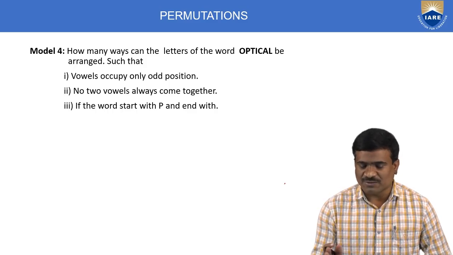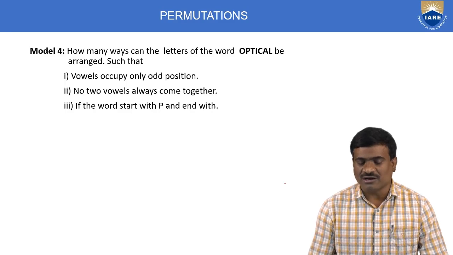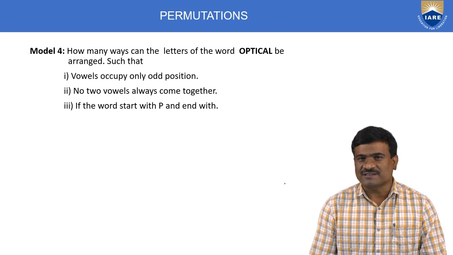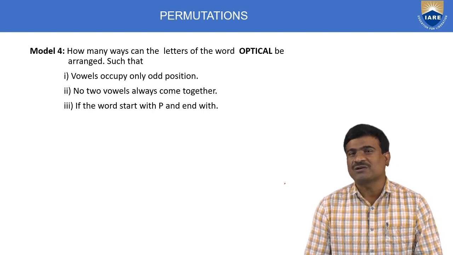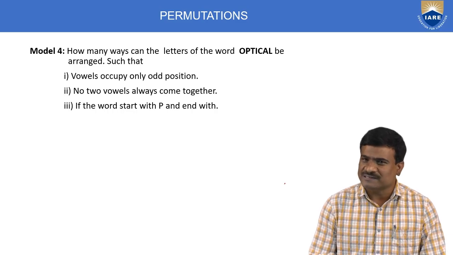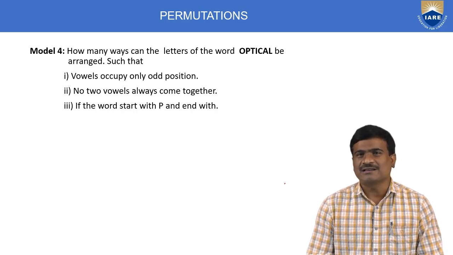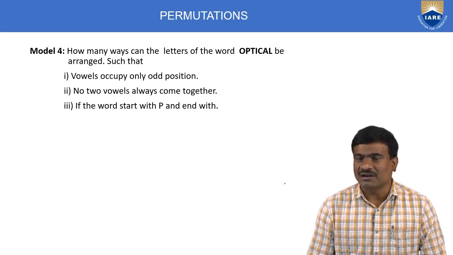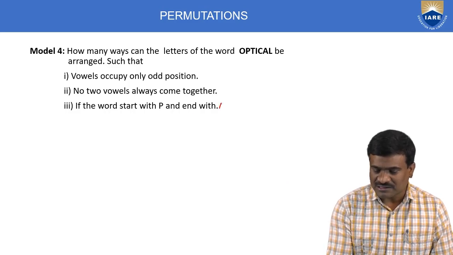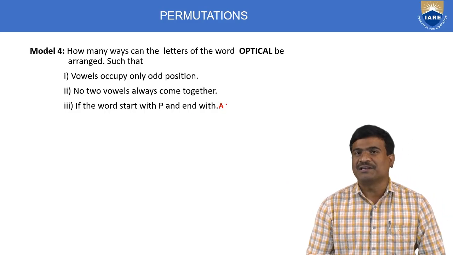How many ways can the letters of the word OPTICAL be arranged such that: first, the vowels occupy only odd positions or even positions, apply the same method; second, no two vowels come together; third, the word starts with P and ends with A.